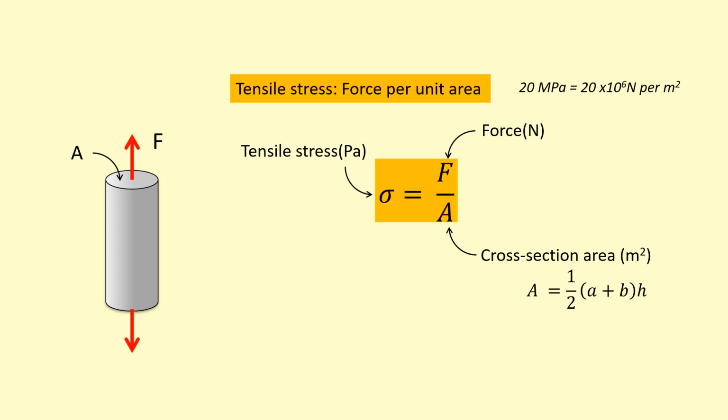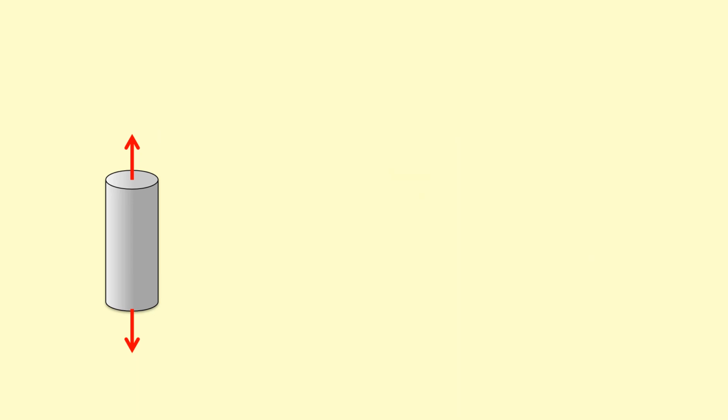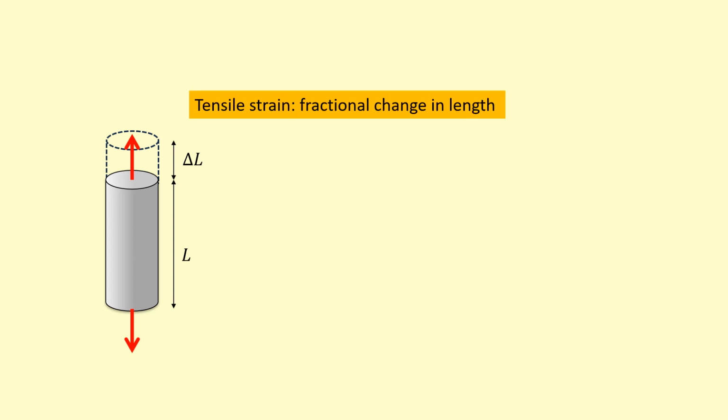Okay, let's say the original length of this wire was L, and by applying a force, we cause it to extend by delta L. So what we've created is a strain, or tensile strain. Tensile just means stretching. The strain here is the fractional change in length. It's a useful quantity and is given the symbol epsilon, and it's delta L over L.